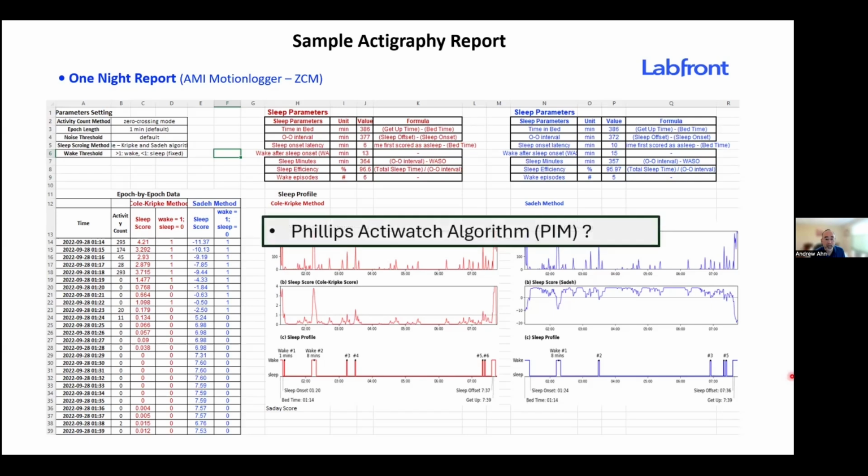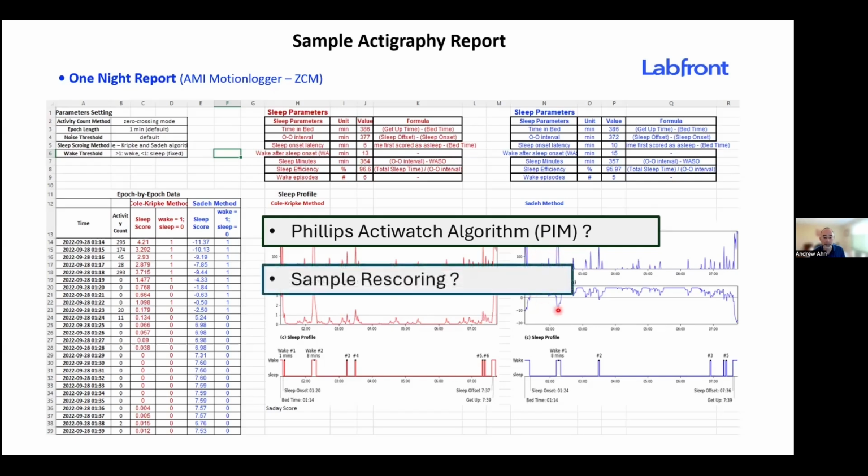Now, Philips Actiwatch actually uses their own proprietary algorithm, which does not use ZCM, but uses PIM, or the energy level. We have actually reverse engineered the algorithm a bit, but we will need some time to validate it further. And we can consider, if there is significant demand out there, possibly recapitulating some of the results that the Philips Actiwatch devices are giving.